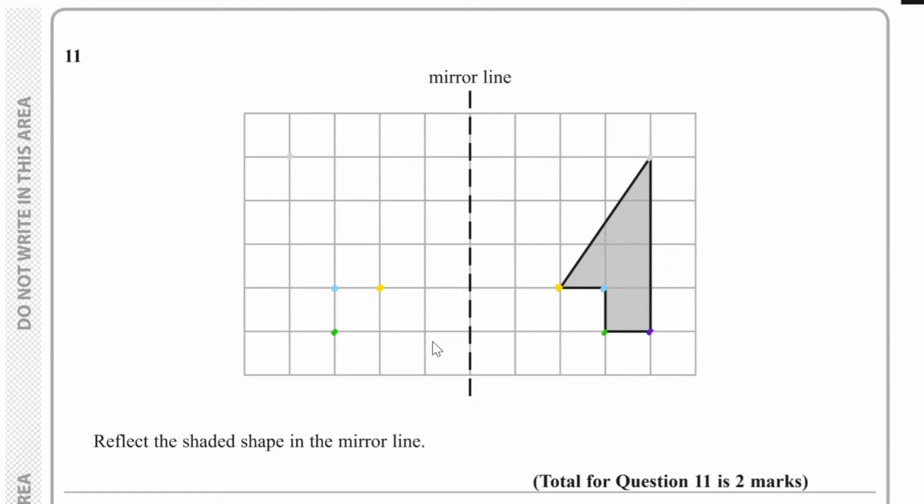and for this point here, that is in line with this point here. And then we simply have to join all these up. So this is our reflected shape.